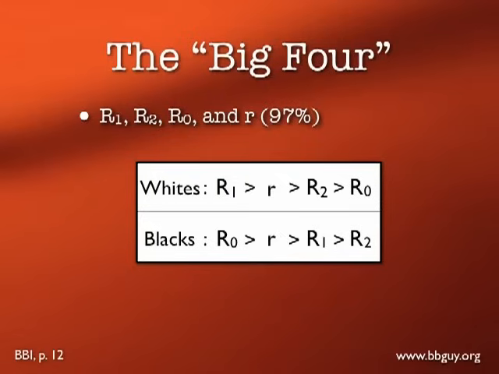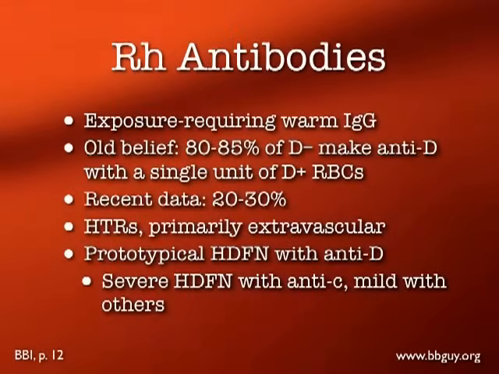Again, as we go through, you'll see some questions on the Blood Bank Guy website that talk about how this is utilized. We don't have a lot of time to go over that today, so we're just going to continue on. Okay, the Rh antibodies, I should say, are exposure-requiring warm-reacting IgGs, exactly the opposite of ABO antibodies, and certainly the D antigen in particular is the most immunogenic non-ABO antigen that we have out there.